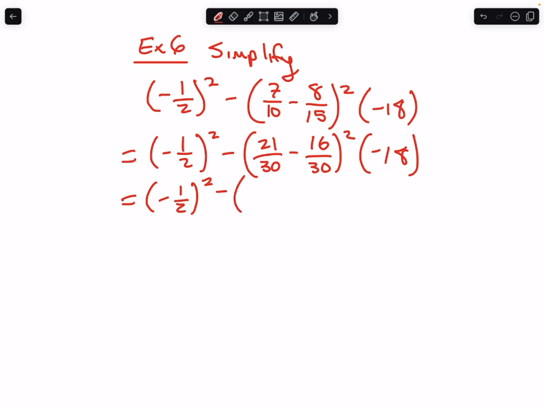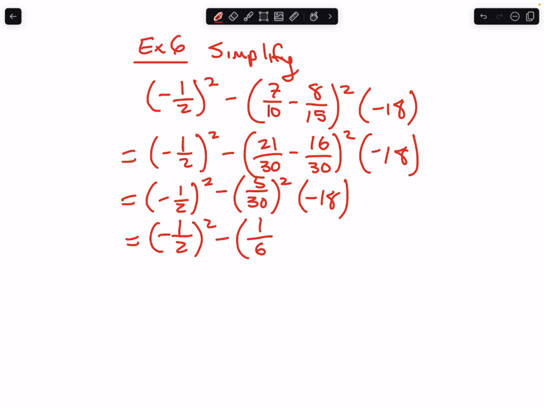Because they now do have the same denominator, I can just subtract off the numerator. So 21 minus 16 is 5 over 30, quantity squared times -18. Now you'll notice that this 5 over 30 can be simplified. Both 5 and 30 have a common factor of 5, so we can divide that out. Again, copying the other parts as they were. 5 divided by 5 is 1. 30 divided by 5 is 6. That'll make our squaring a little bit easier.